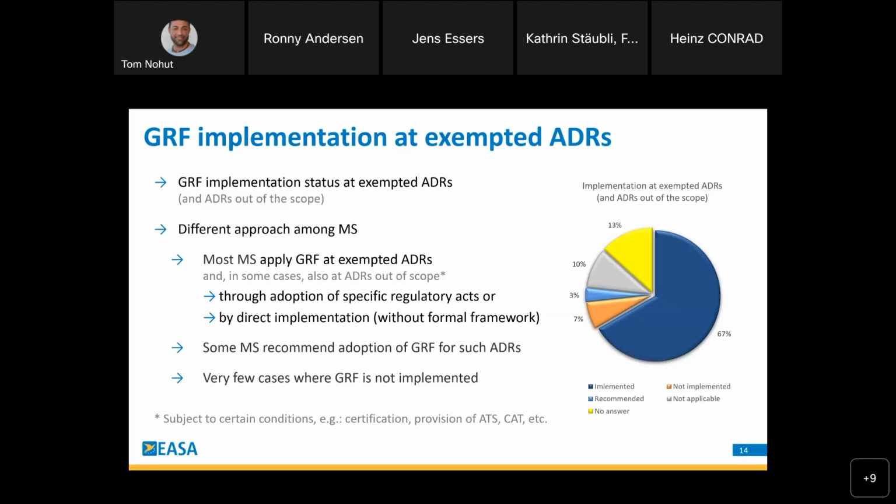But anyway, the most important thing that I want to share with you is that the majority of member states apply GRF also at exempt aerodromes and to a certain extent also at aerodromes which are out of the scope, either through the adoption of national regulations or directly by implementing the ICAO rules. Some states recommend the adoption of GRF, and we have very few cases, actually just a couple of cases, where GRF is not implemented yet for those aerodromes.